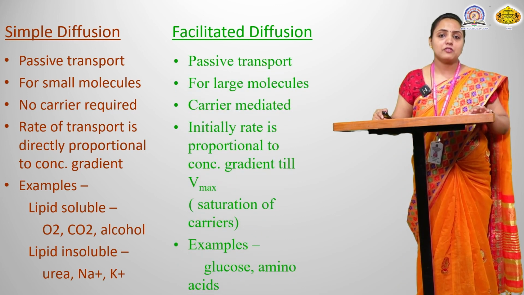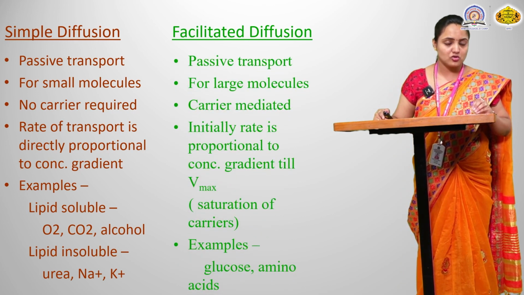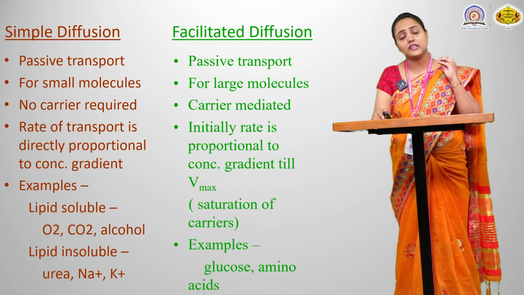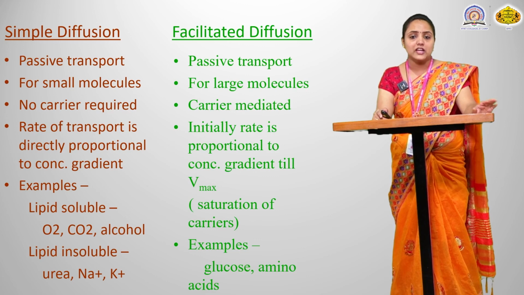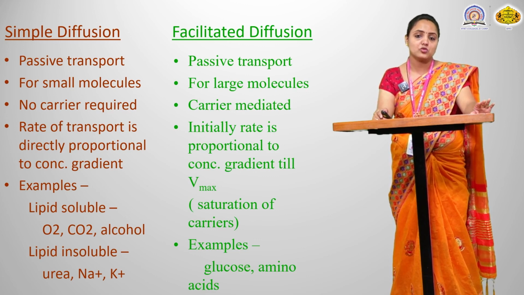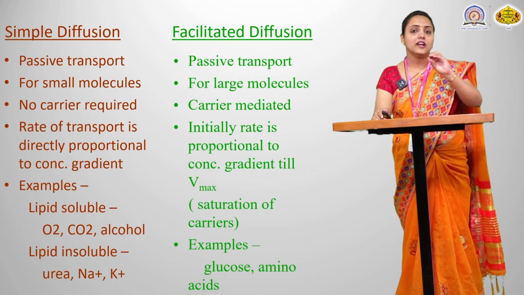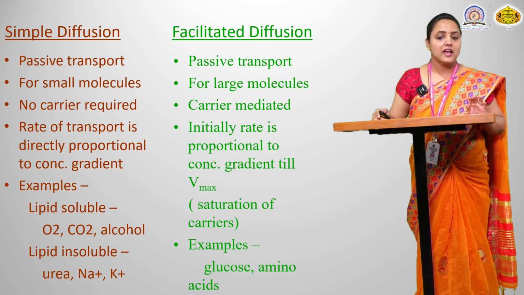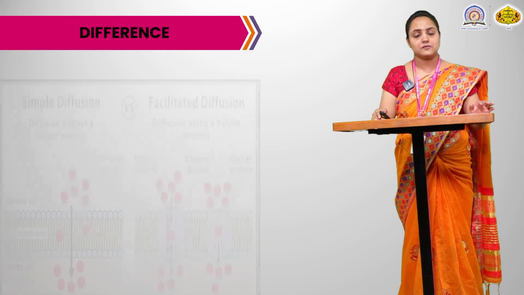Facilitated diffusion is also a passive transport mechanism. Here large molecules are transported. A carrier is compulsory. Initially the rate is proportional to the concentration gradient until it reaches the Vmax, that is the saturation of the carriers. Examples are glucose and amino acids.